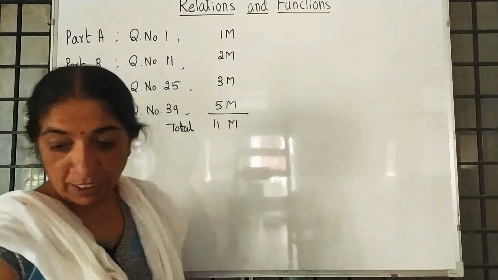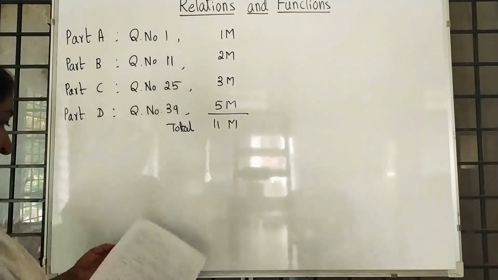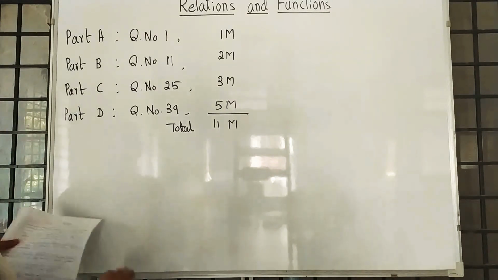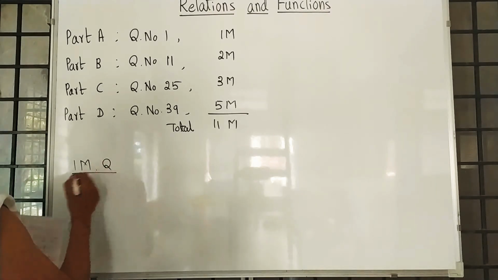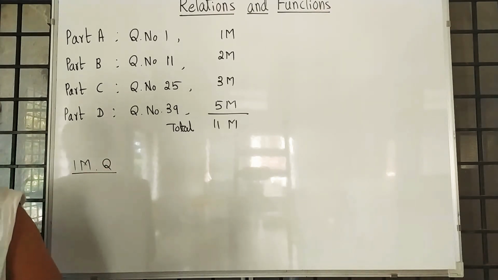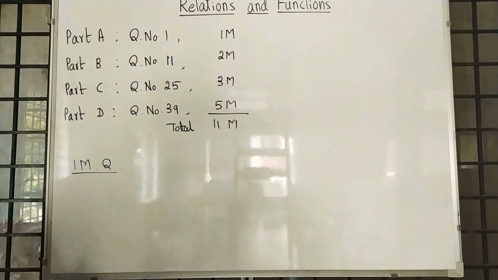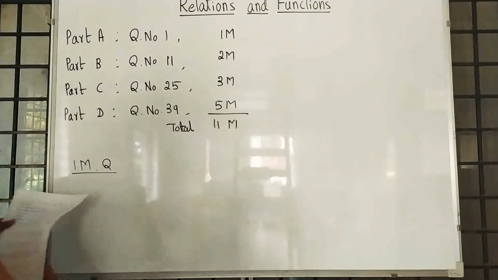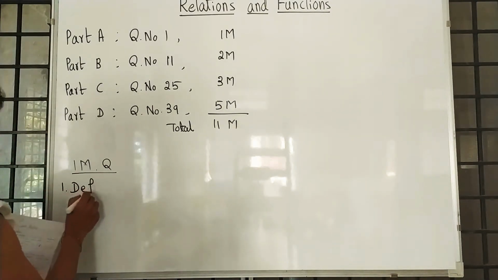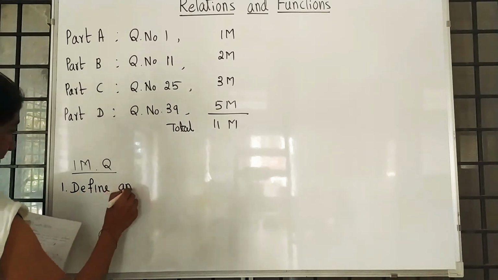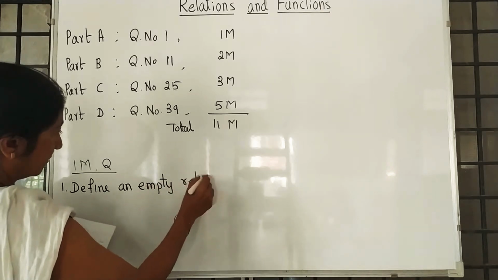Now I am giving you the expected questions from this chapter. First I will give the questions for 1 mark. So write down the questions. First question, define an empty relation.